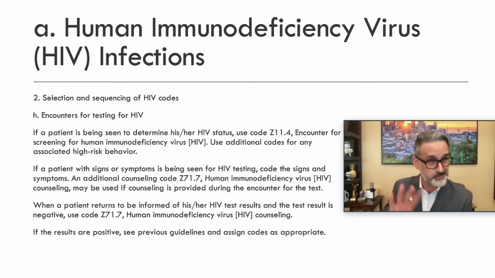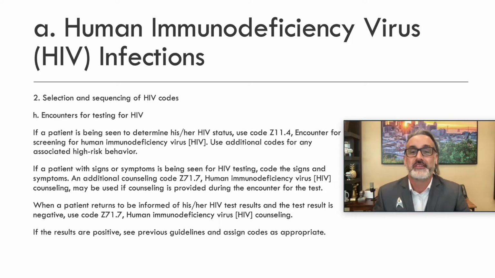And then the last part for the guidelines relating to HIV is encounters for testing for HIV. As the guideline states, if a patient is being seen to determine his or her HIV status, use code Z11.4, encounter for screening for HIV. Use additional codes for any associated high-risk behavior. If a patient with signs or symptoms is being seen for HIV testing, code the signs and symptoms. An additional counseling code of Z71.7, HIV counseling, may be used if counseling is provided during the encounter for the test. When a patient returns to be informed of his or her HIV test results and their test result is negative, use code Z71.7, HIV counseling.